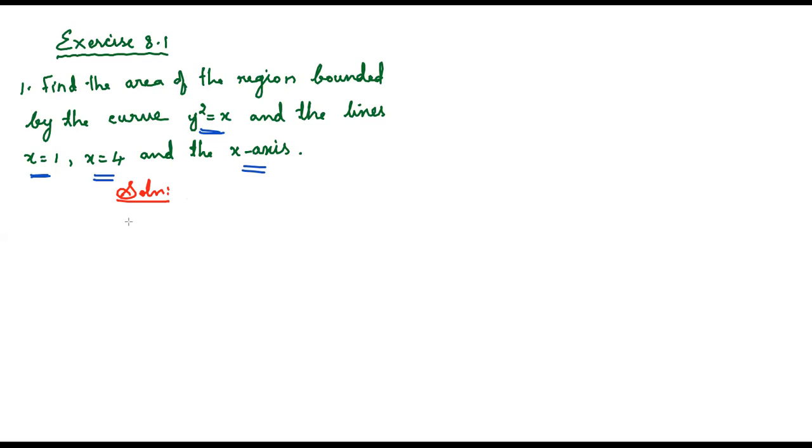Let us draw the x-axis, the y-axis, and y square is equal to x is the curve. You have already learned parabola, ellipse, circle, all those things. So you look into this equation, it is the equation of a parabola. And y square is equal to x is the parabola that is symmetric about the x-axis and opens right.